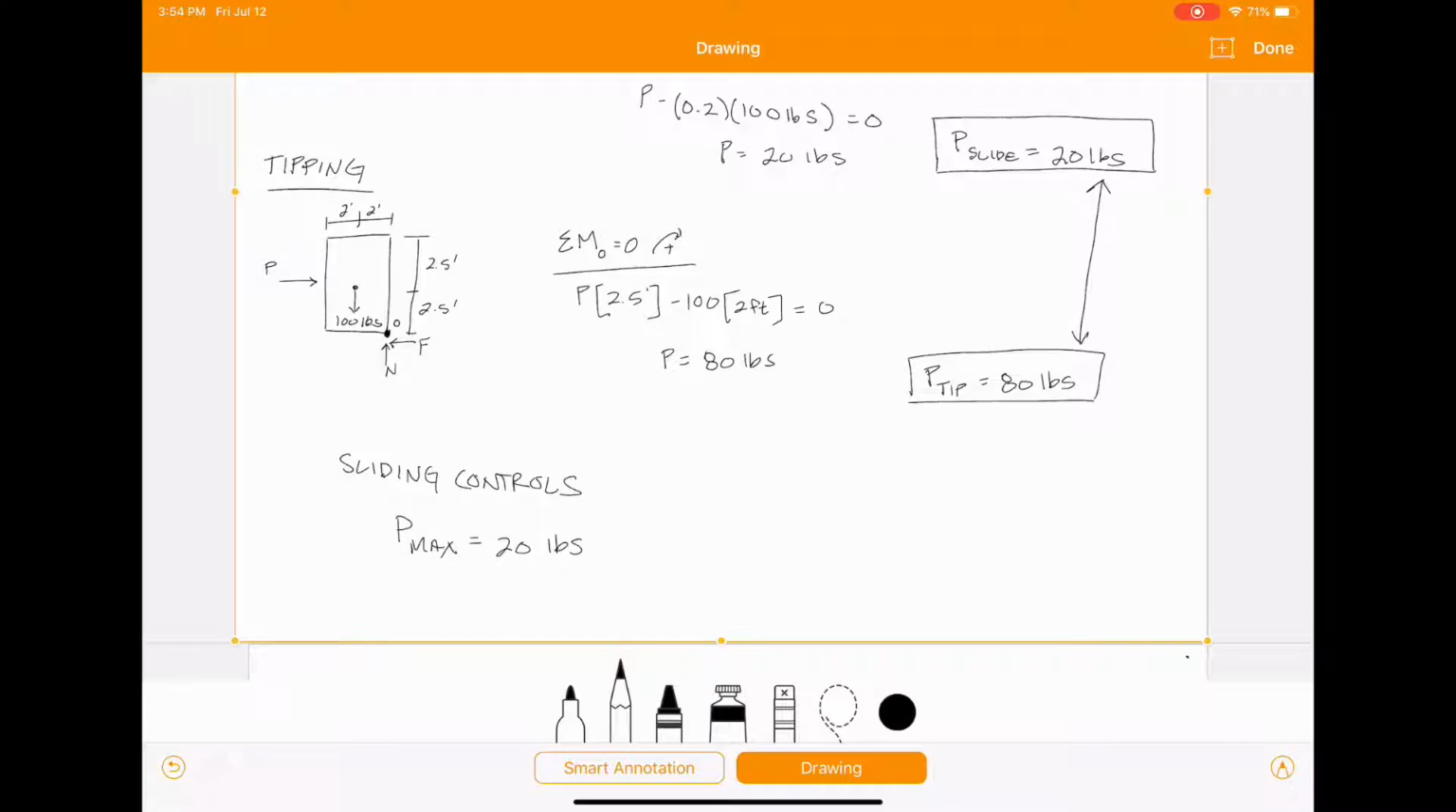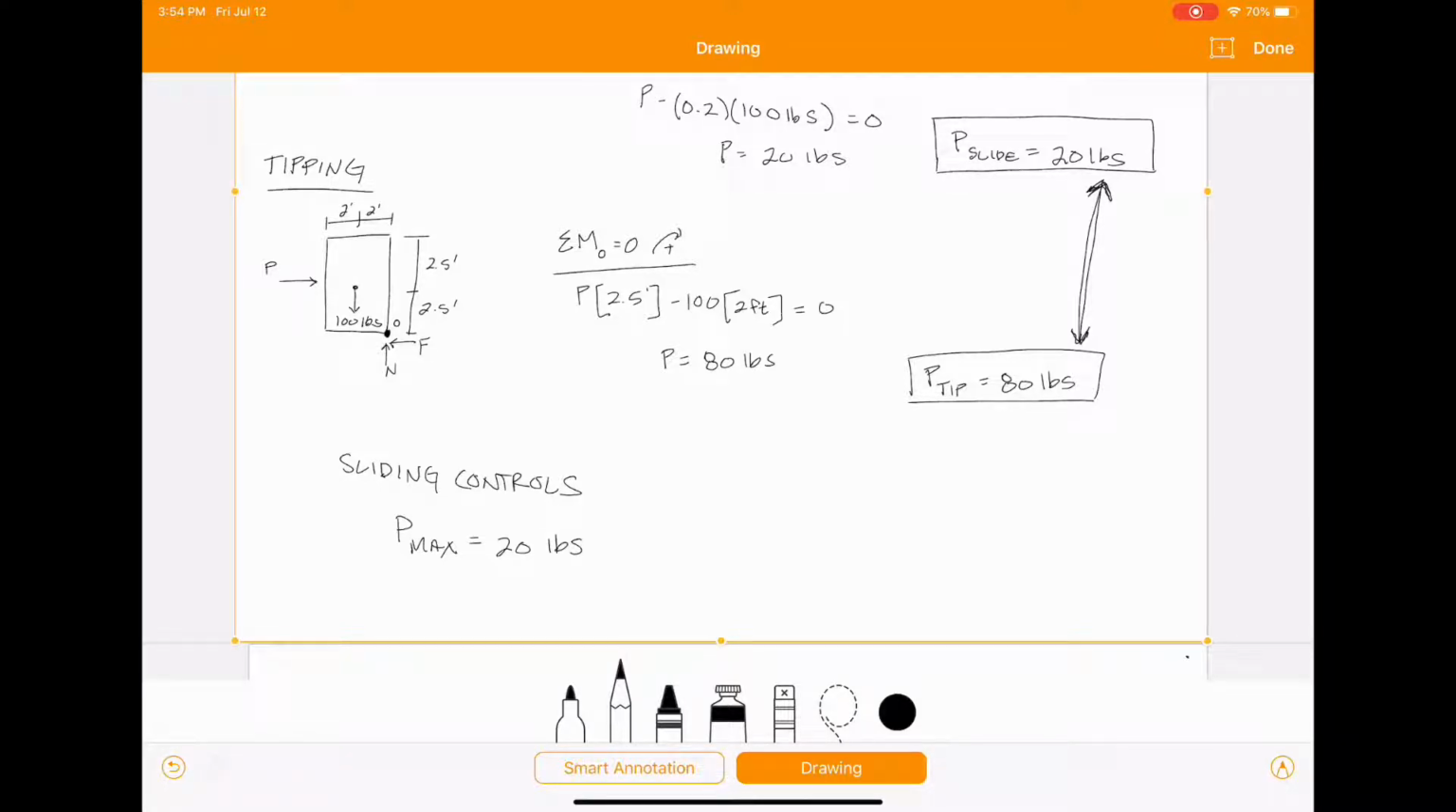Now, if you're having trouble visualizing or understanding why we picked the smaller P, just think about adding P in increments of 5 pounds. So you push on it with 5 pounds, nothing happens. Push on the box with 10 pounds, again, nothing happens. Push on it with 15 pounds, nothing happens. But as soon as you push on it with 20 pounds, it starts to slide. You keep adding weight and it's just going to continue to slide faster.